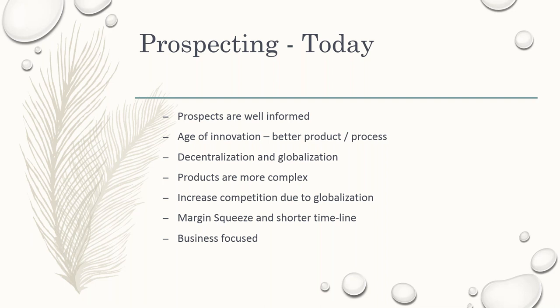But with globalization, there's always increased competition. So what happens? There is a margin squeeze. And because things are so complex and product life cycles are so short, meaning last time when you bought a phone, you had to wait another 12 months to get a new phone. Today, every 3 months, there's a new phone. So the pressure on delivering on time and quickly comes all the way down to our customers. Okay. And today, in prospecting, we are no more focusing on product or our technology. When we're talking about the customer, we are business focused. So prospecting is very different today.